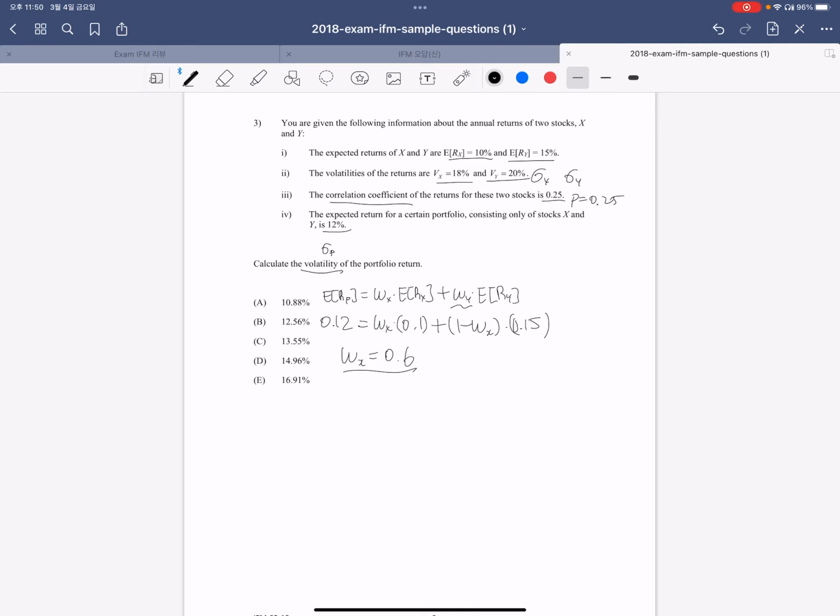So what this means is that in the portfolio, there is 60% of stock X, and consequently, stock Y's weight in the portfolio is 0.4.